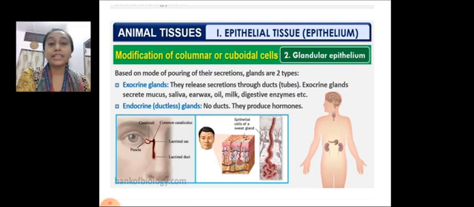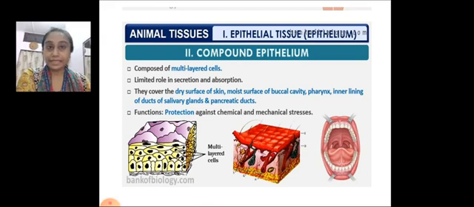Now endocrine glands or ductless glands do not have ducts. So where will they release the hormones? They will release the hormones in the blood directly. Okay, and they are releasing only hormones, remember. After this, we completed the simple epithelium and we moved to compound epithelium.